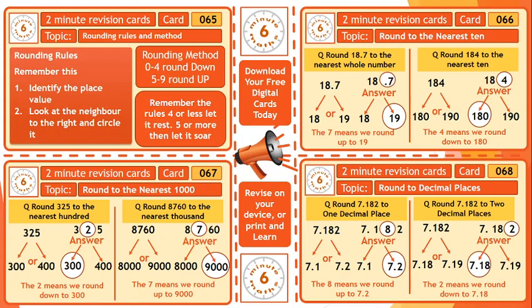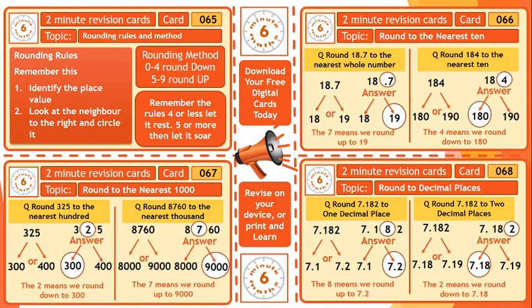Next question. Round 8,760 to the nearest 1,000. So we're working in thousands. So 8,760 is either going to be nearer to 8,000 or 9,000. They're the only two answers it can be. So then we look at the neighbour to the right. So after the thousands, we've got the 7 for 760. And that 7 tells us we need to round up. So we'll round up to 9,000.